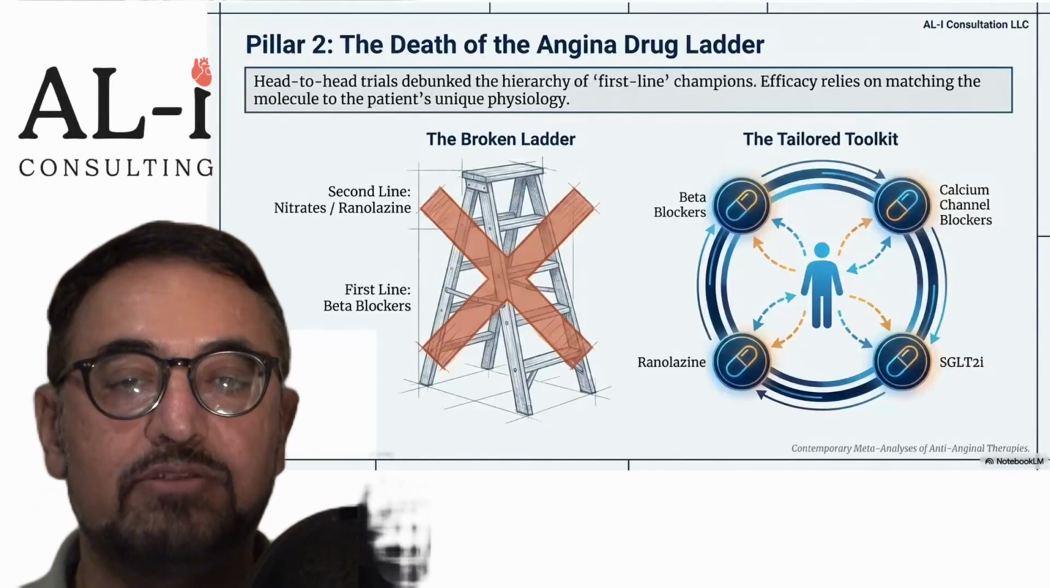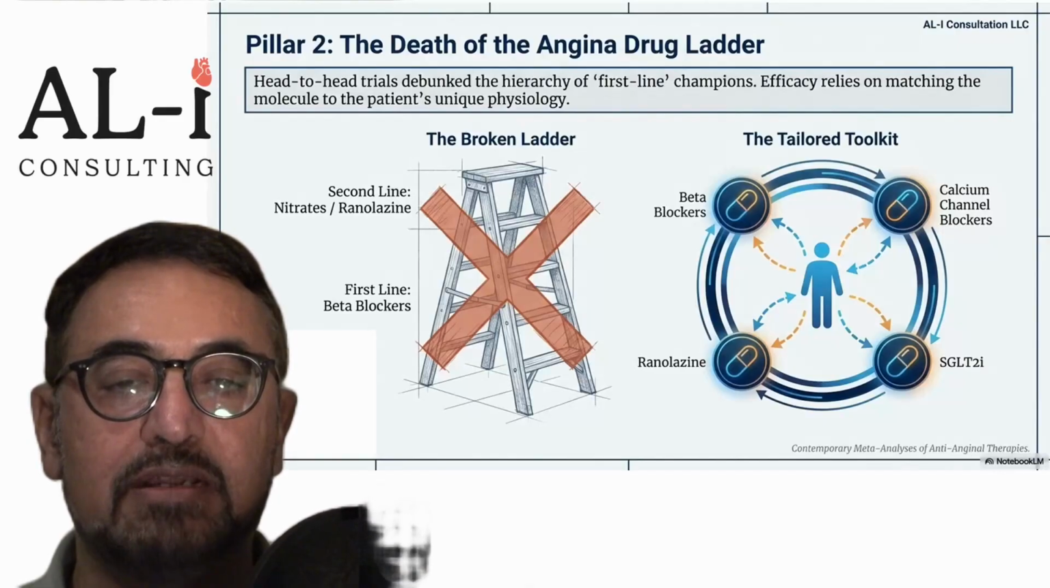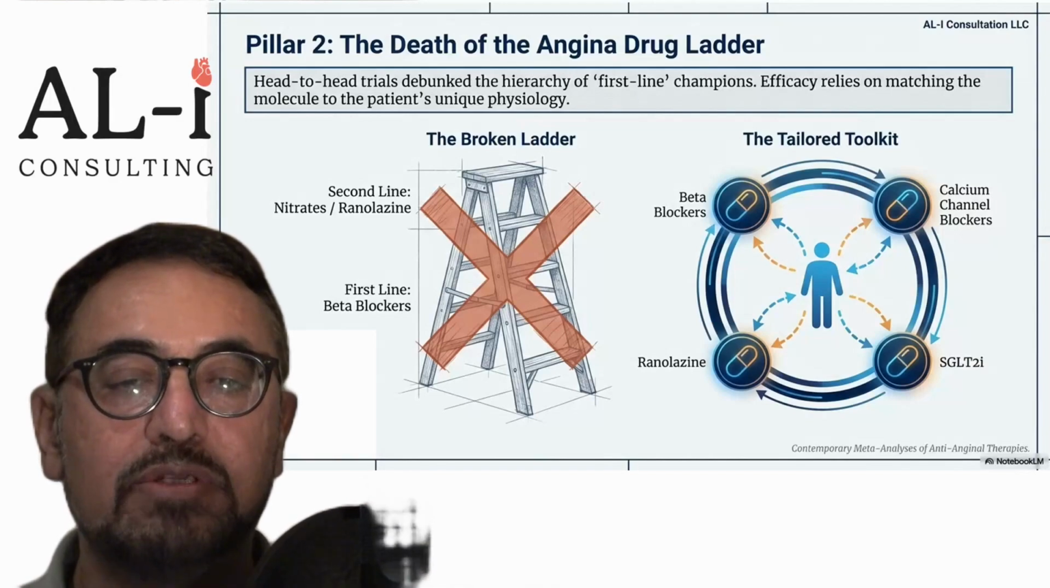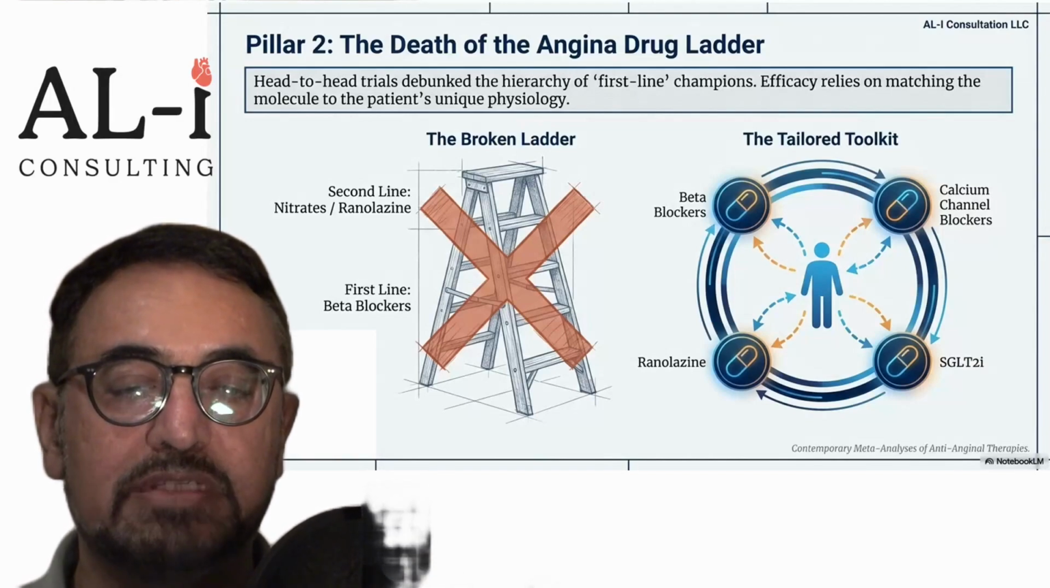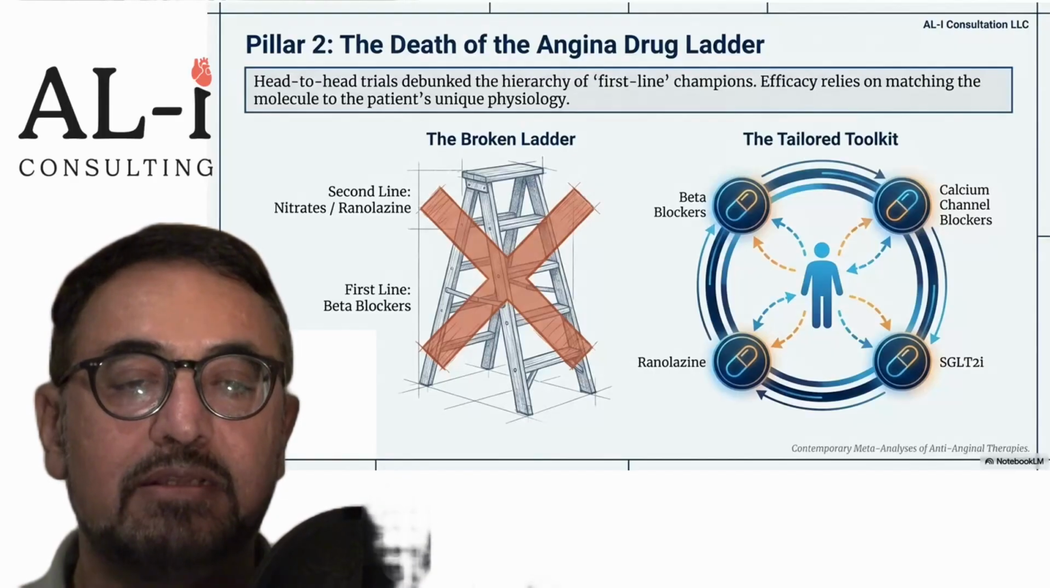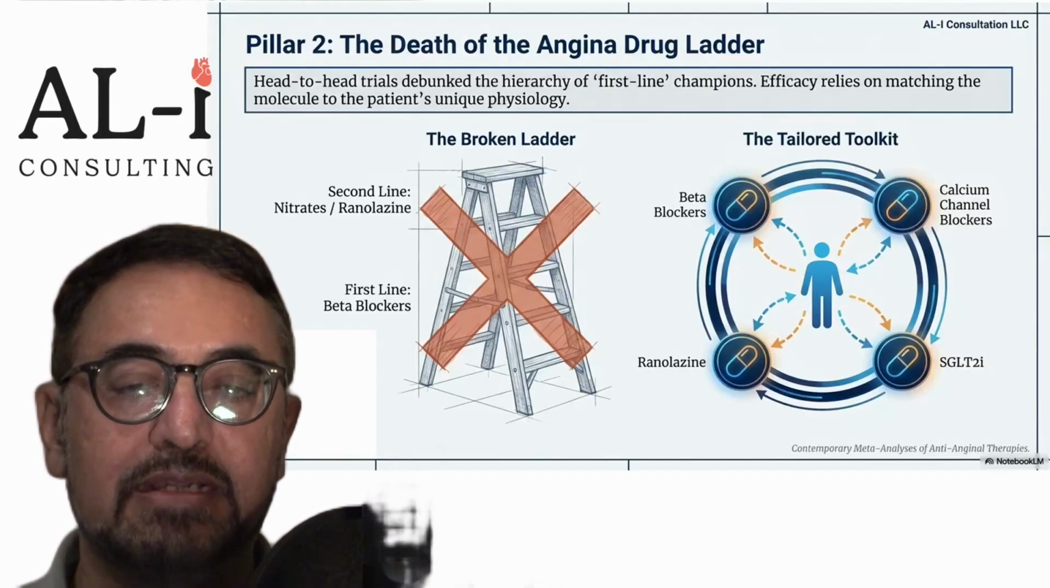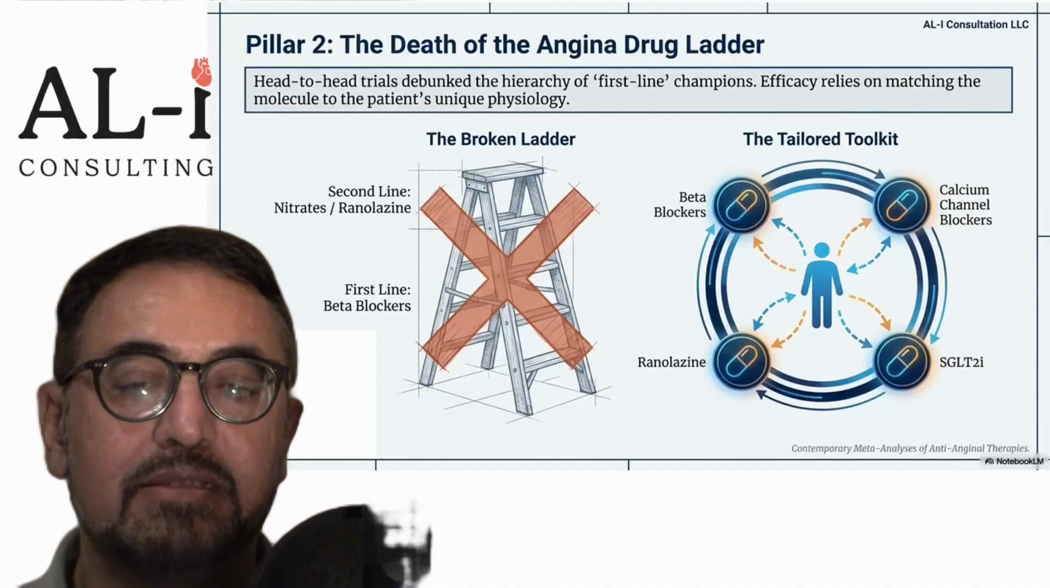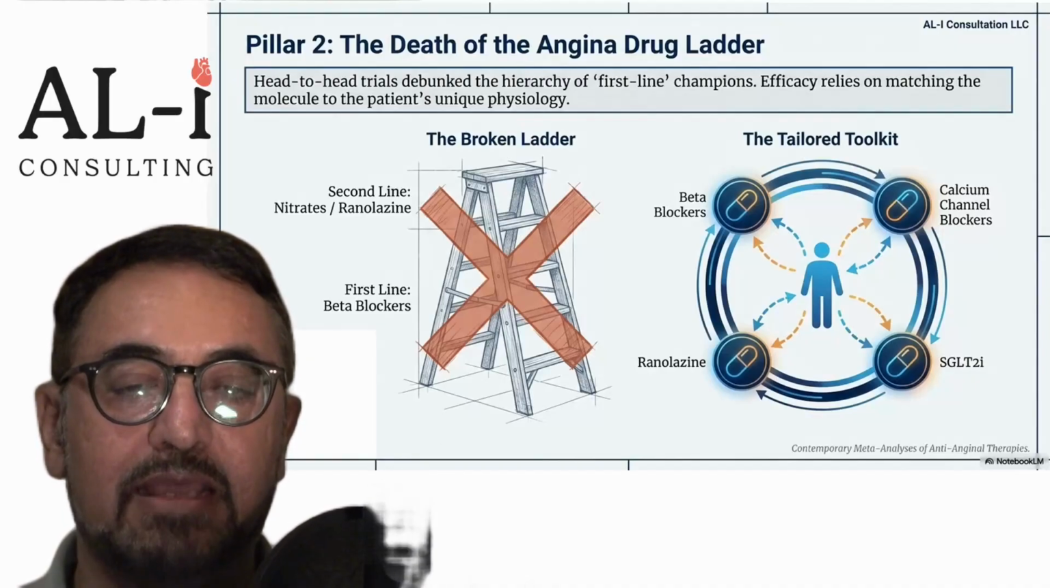The second pillar is optimal medical therapy, and in many ways, it is the most important. Historically, clinicians were taught a stepwise drug ladder, often beginning with beta blockers and adding therapies in sequence. But more recent evidence has shown that this rigid approach is too simplistic. There is no single universally best first line anti anginal drug for every patient. Instead, the modern approach is tailored therapy.